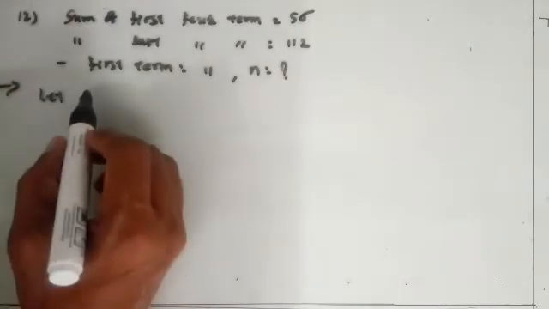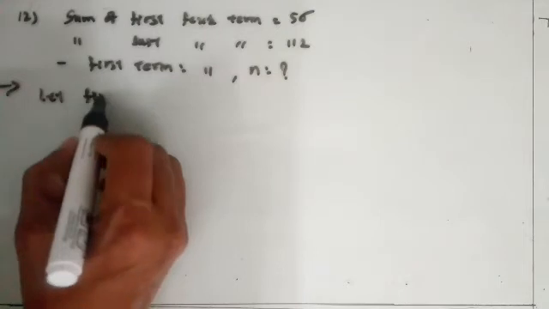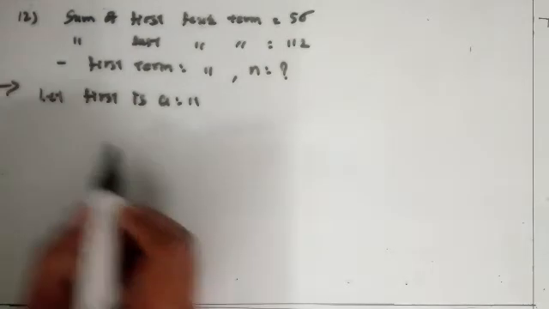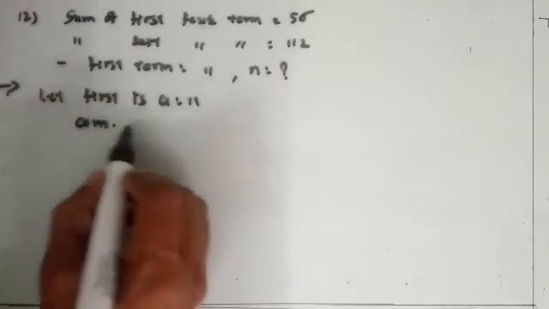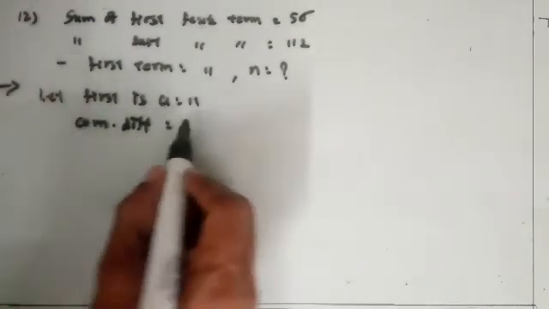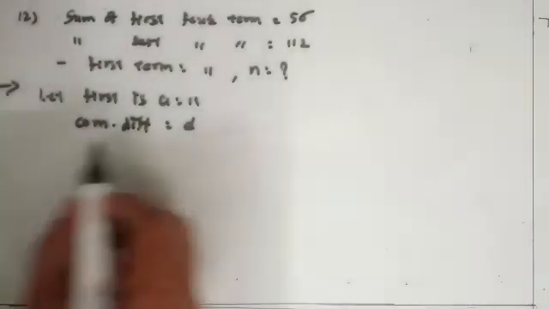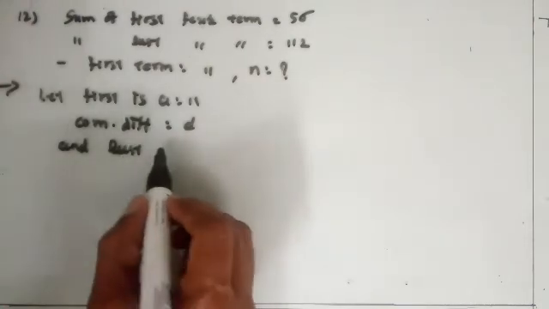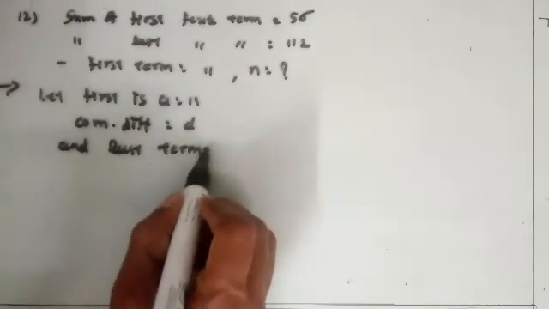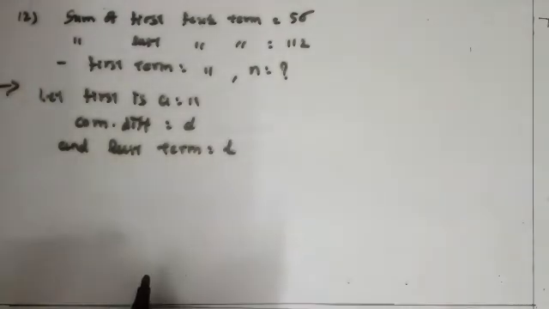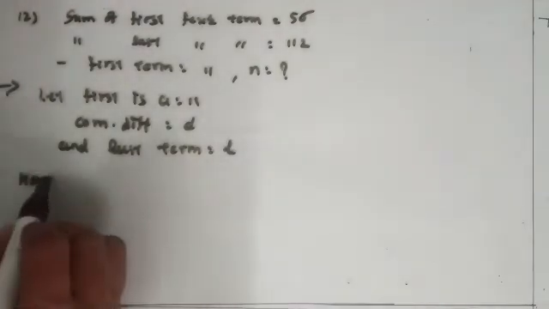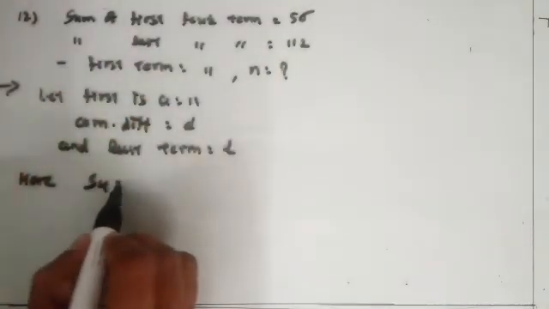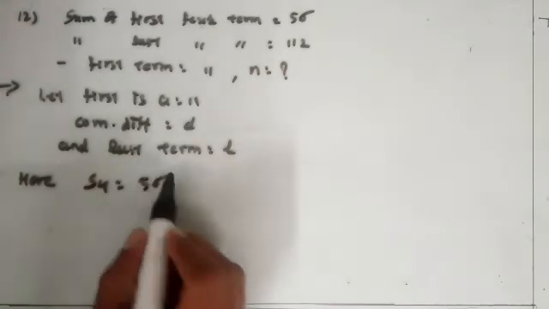Let the first term a be equal to 11, the common difference equal to d, and the last term equal to L. Here the sum of the first four terms, S4, is equal to 56, given.